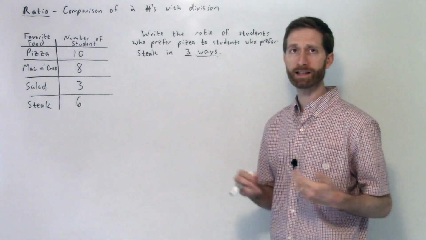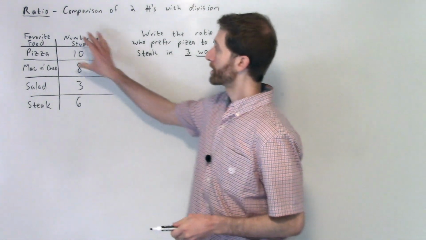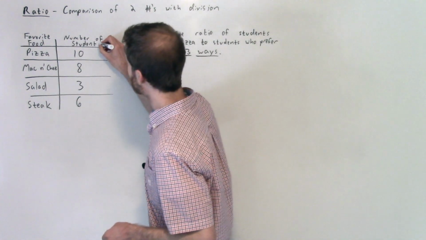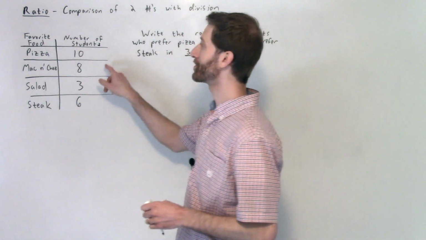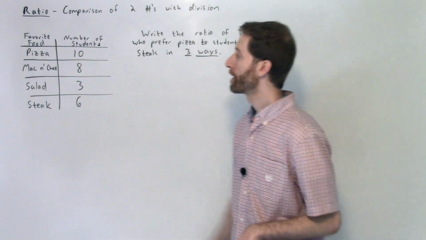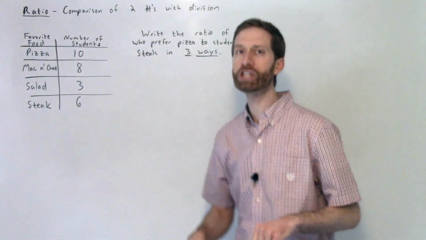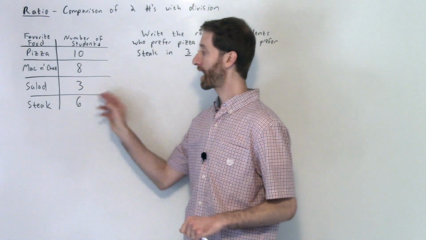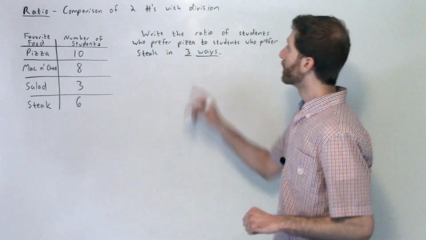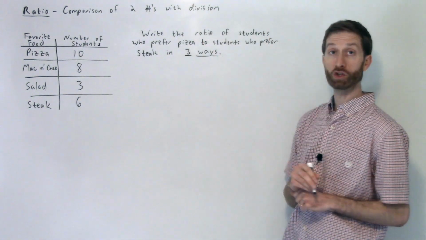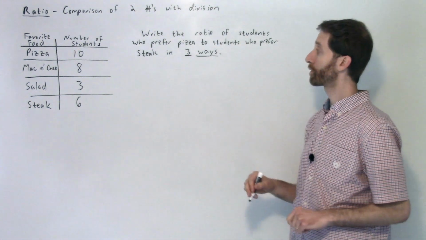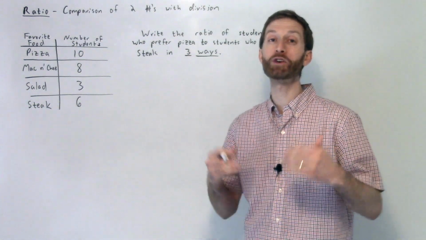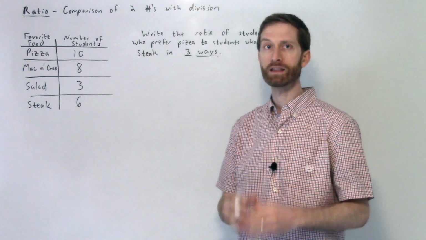And so what we've got is a table of data here. In this data, a number of students were asked what their favorite food is. 10 people said pizza, 8 said mac and cheese, which I abbreviated, fun way of saying it. 3 people said salads, and 6 people said steak. I'm asking you to write the ratio of students who prefer pizza to students who prefer steak in 3 different ways. So we're going to go over how to communicate ratios in this video.